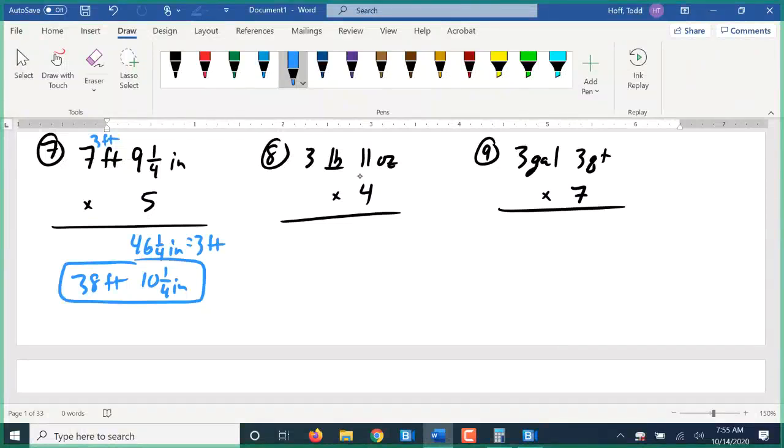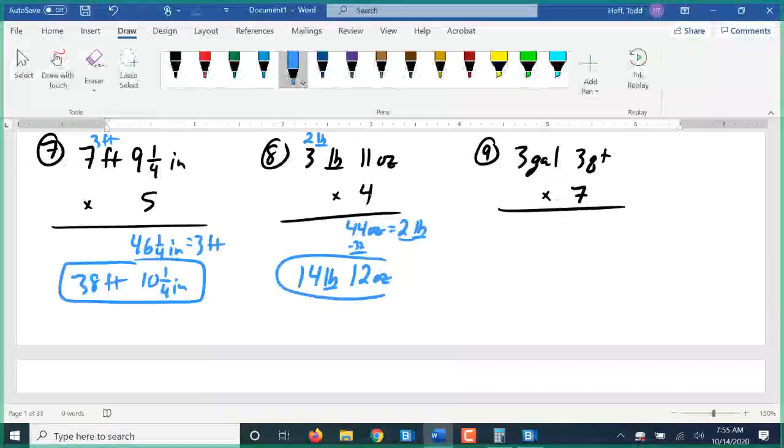For number 8, 4 times 11 ounces is 44 ounces. That's more than a pound. In fact, it's more than 2 pounds. 2 pounds would be 32 ounces. So that means there's 12 ounces left over. We'll carry the 2 pounds. 4 times 3 is 12, plus 2 is 14 pounds. So 14 pounds, 12 ounces.